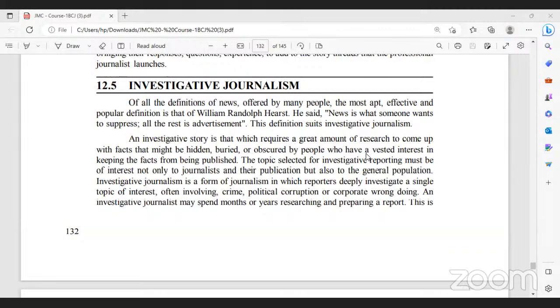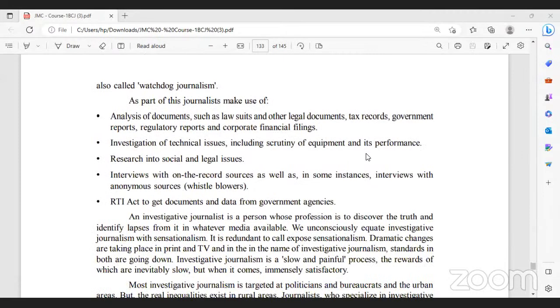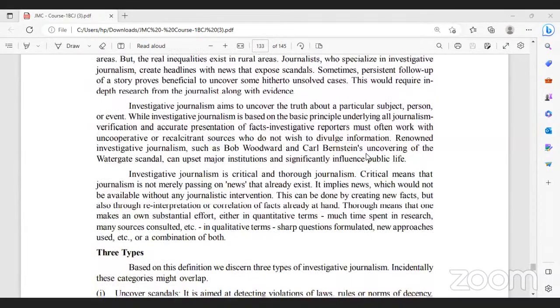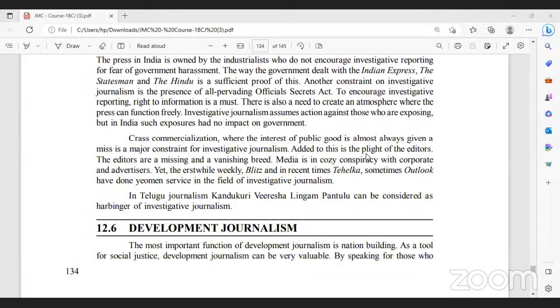So when we are talking about the investigative journalism, basically it is research based, it should have an analysis of documents, then it should also take into consideration the social and the legal issues and RTI Act to get the documents from the government agencies. So there are many scandals, like Bofors scandals, that were part of the investigative journalism.